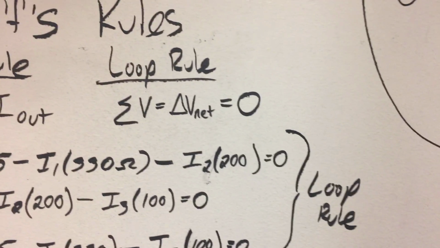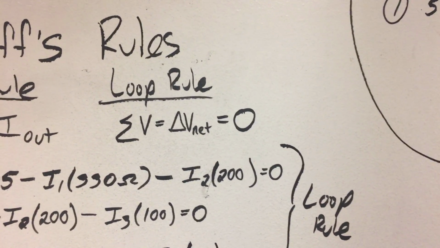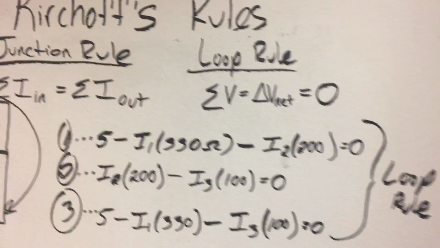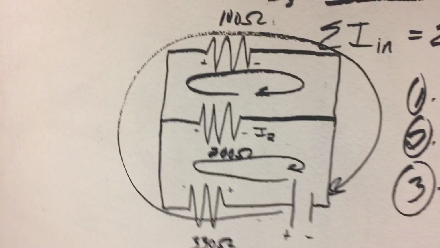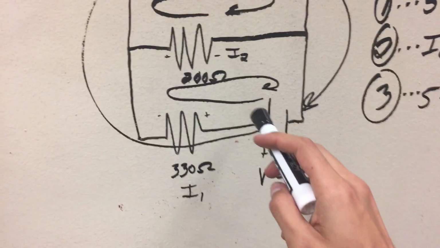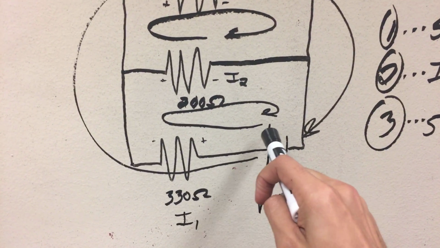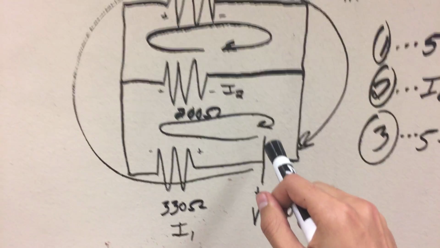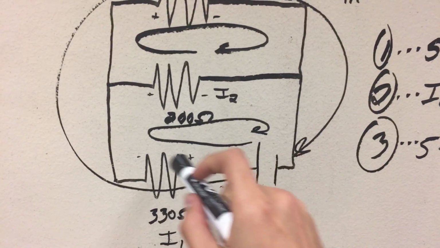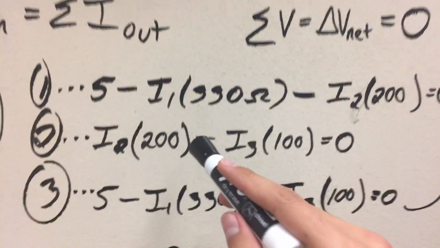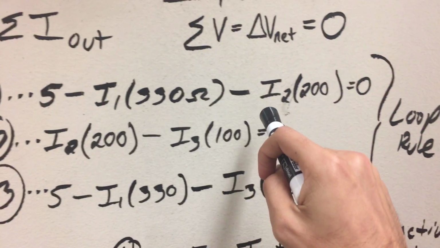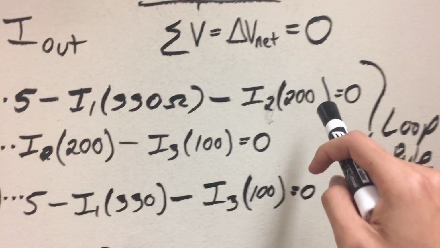And the loop rule, which says the total voltages should equal 0, or the summation of the voltages should equal 0. Okay, so I have this circuit set up, and as you can see I have all the loops figured out already. So from here we go from the negative to the positive of the power source, which would make it a positive value, and we go around like this, and this gives us our first equation, which is 5 minus I1 times 330 minus I2 times 200.